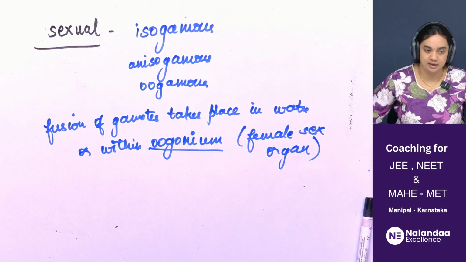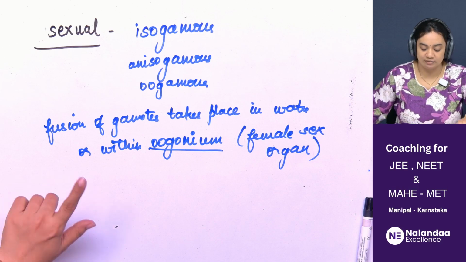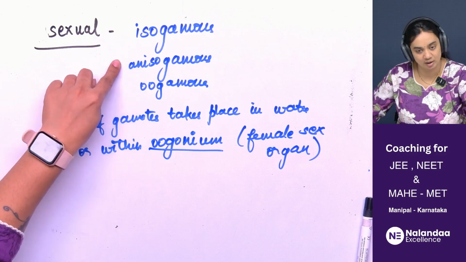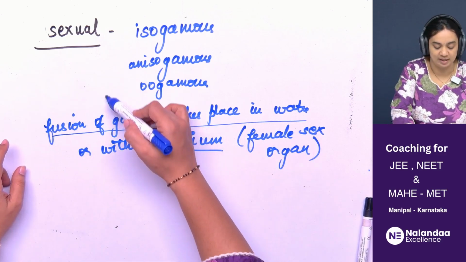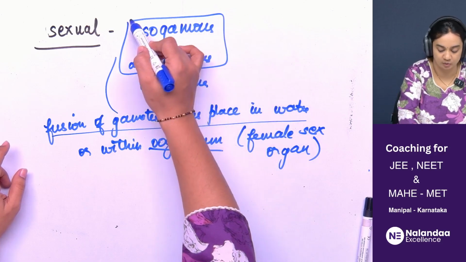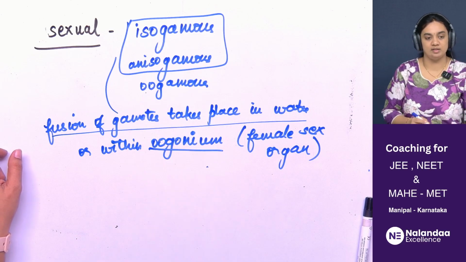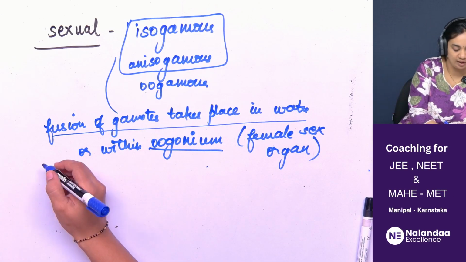So sexual reproduction can be isogamous, anisogamous, or oogamous. In case of isogamous and anisogamous sexual reproduction, fusion of gametes will take place in water, whereas fusion taking place within the oogonium is generally in the oogamous species. Is this clear?